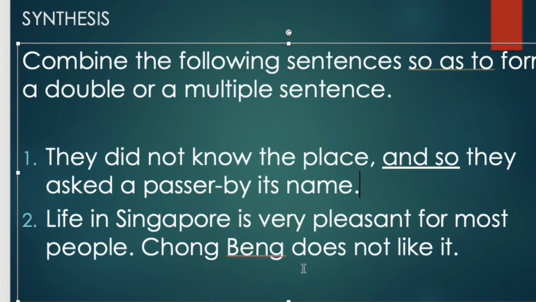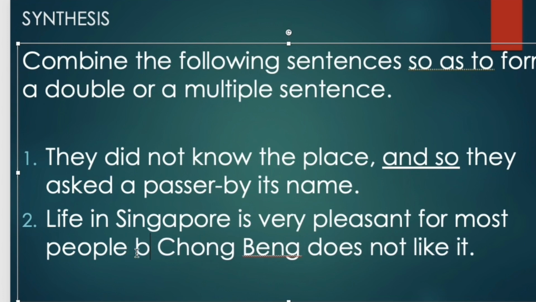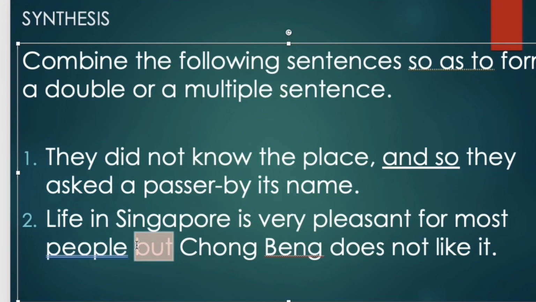Number 2, life in Singapore is very pleasant for most people. Chong Ming does not like it. So we may combine these two simple sentences into one compound sentence using the coordinating conjunction but. So we have turned it into a double sentence as it contains two verbs, is and does like.